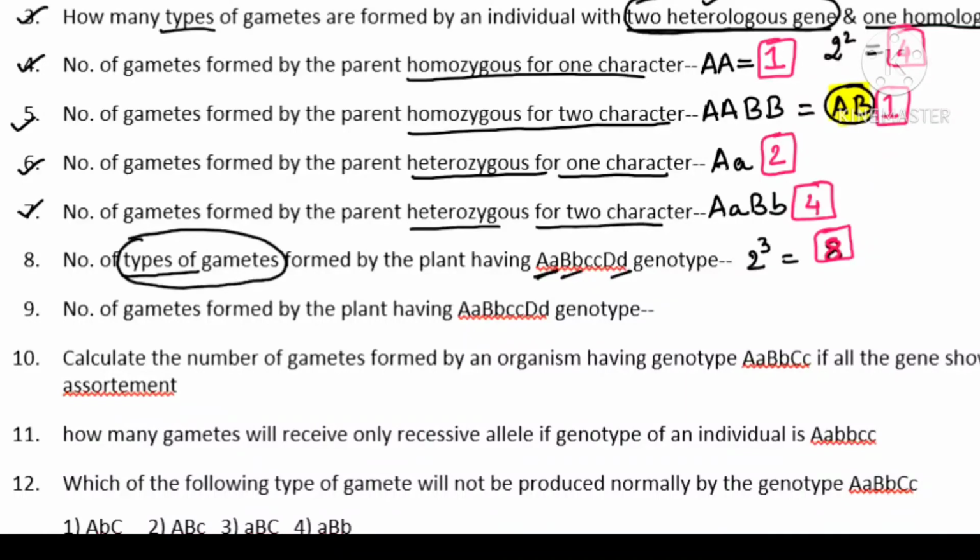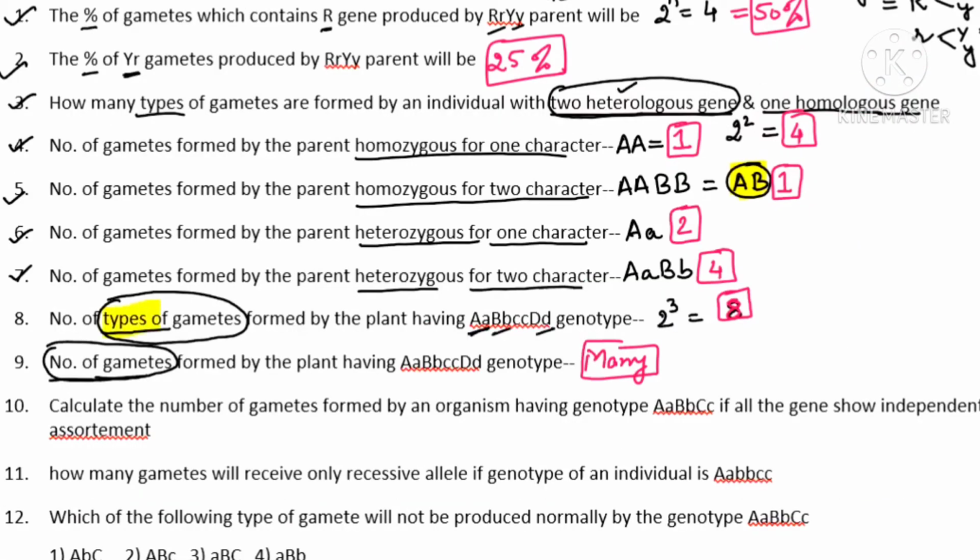And here they are asking how many gametes will be made. They are not asking types, they are asking only number of gametes. No types, number of gametes. So here you will say it can go to many number. Okay, it is not a fixed number, so you will say it is many number. So you have to see carefully, are they asking you types of the gametes or are they asking you only gametes? Okay, beta, you please check your question carefully while solving it.